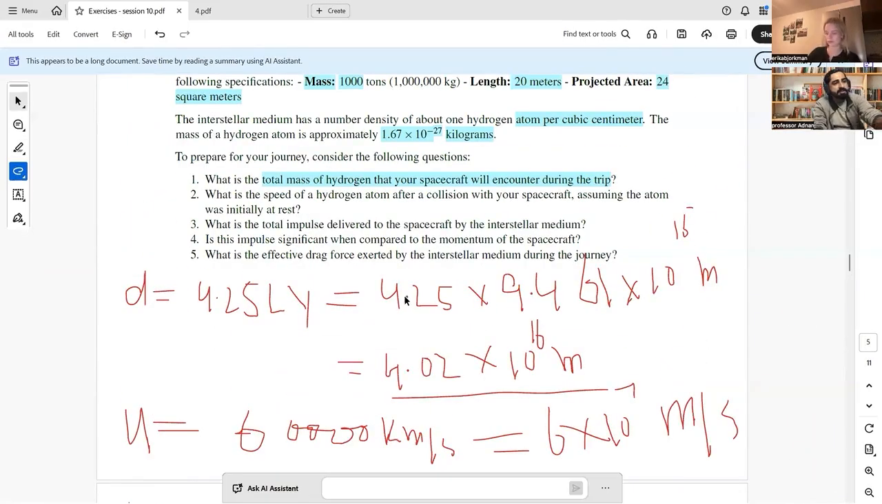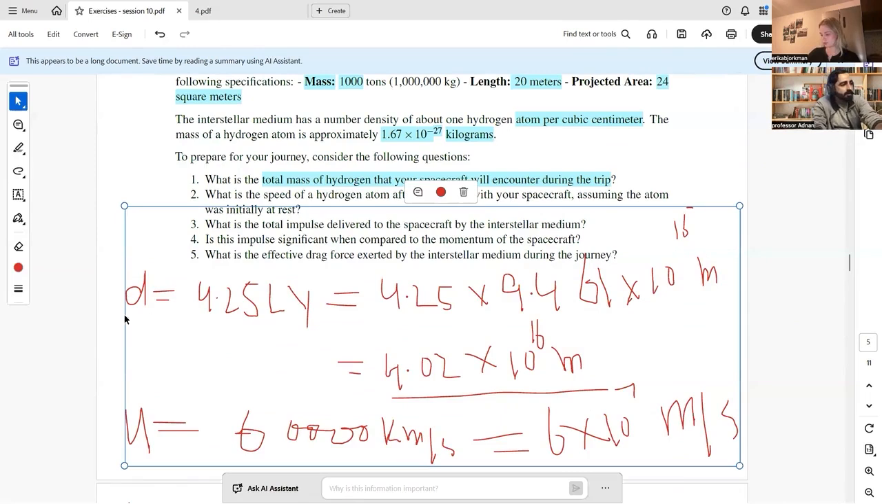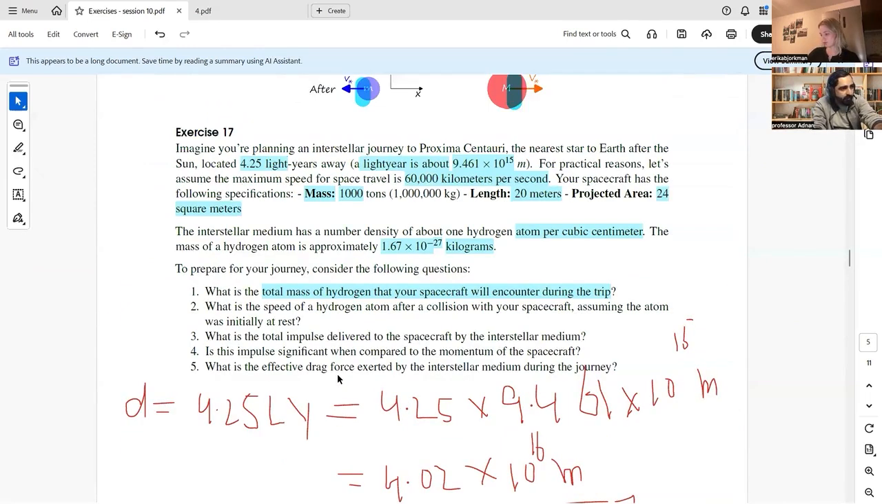I need space. Okay, I need space, but if I delete, then from where will I find the values?